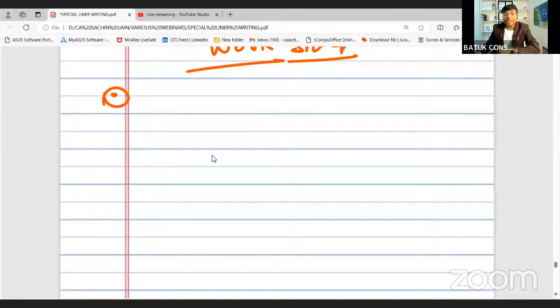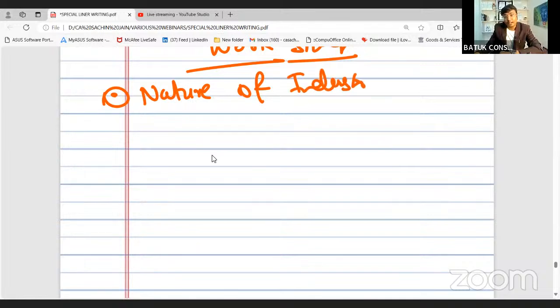When you prepare the worksheet, your worksheet should be head-wise. The first head should be about the nature of industry. If you require the worksheet, the specific format we have, then comment on WhatsApp. We will provide you the complete worksheet as well.